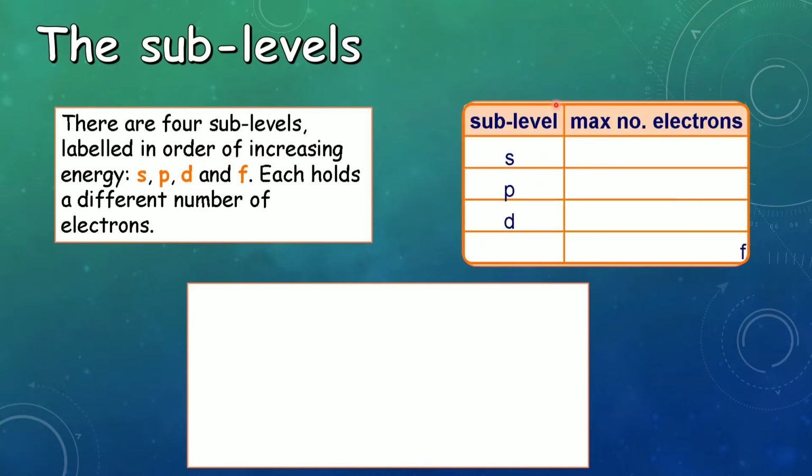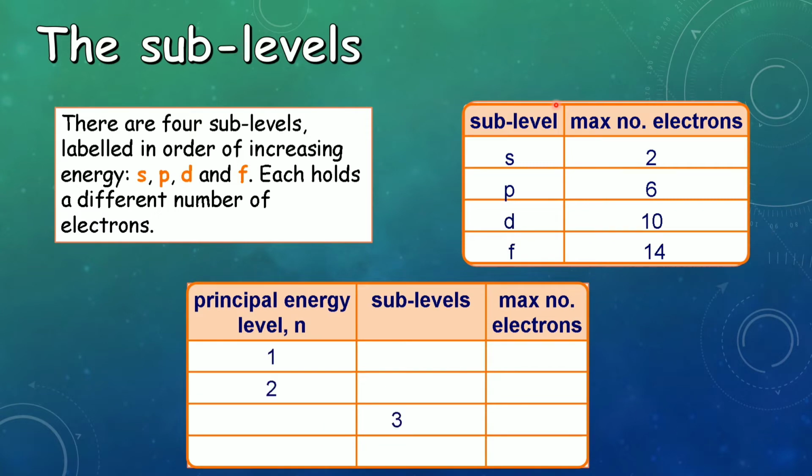Let's look at the sub-levels. S has a maximum of 2 electrons. P has a maximum of 6 electrons. D has a maximum of 10 electrons, and F has a maximum of 14 electrons. And for the principal energy level number 1, the sub-level is 1s.